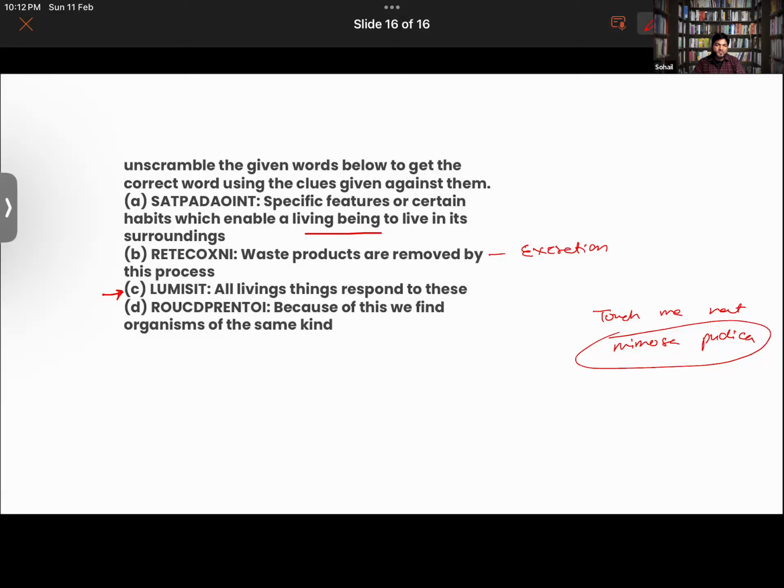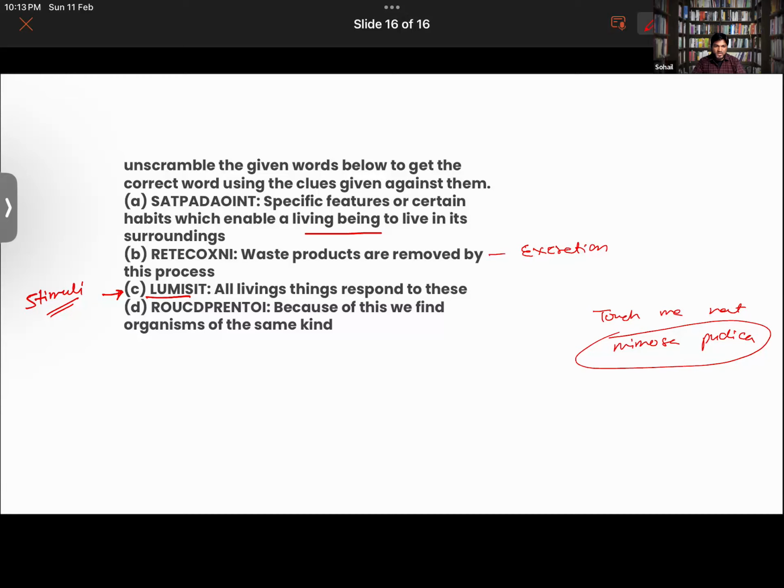So the cause of your response, that is called as what? Is am I audible to you or not? Yes, sir, you're audible. So that is simply called stimuli. That is called stimuli. So stimuli is something that basically makes you respond to it. Correct, no?